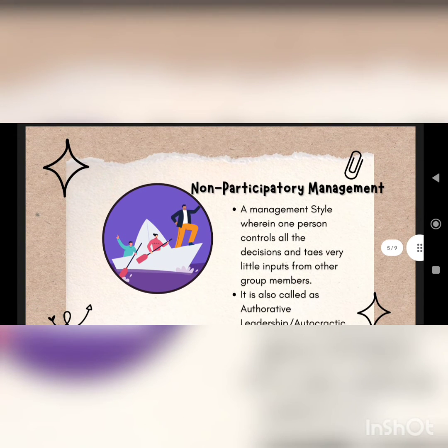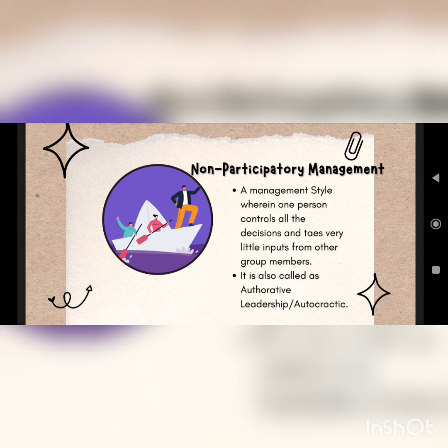Since we're done discussing participatory management, let's have non-participatory management. It is a management style wherein one person controls all the decisions and takes very little input from other group members. It is also called authoritative or autocratic leadership. In non-participatory management, the leader has full control of the team or the students.